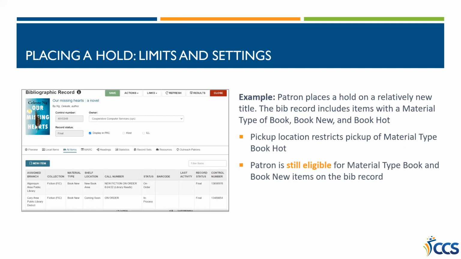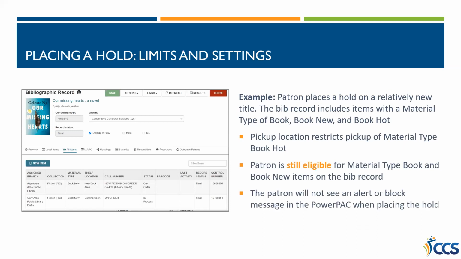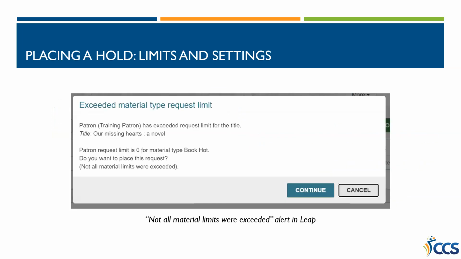So this time, if the patron places a hold in the online catalog, Polaris will place it without interruption. So the patron's not going to see any type of block message. The hold is going to place just normal for them. Staff, on the other hand, will see this alert in these types of situations.